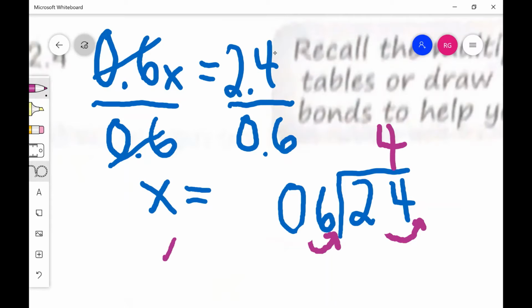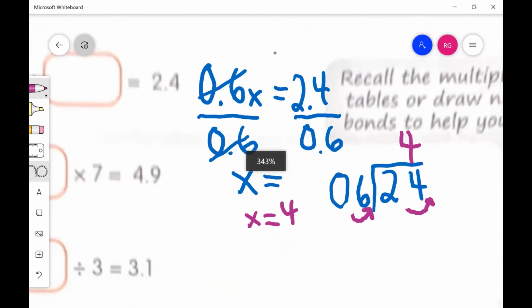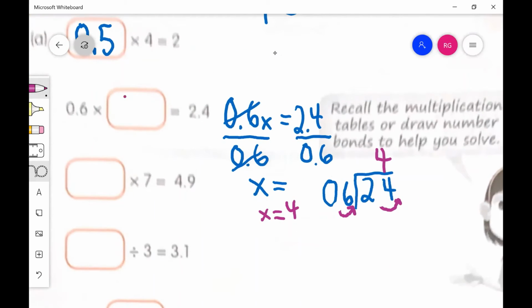Okay, so what is x then? x equals 4. Yeah, x equals 4. Okay, so make sure then in that box there you have 4 there. Okay, and let's look at the next one.